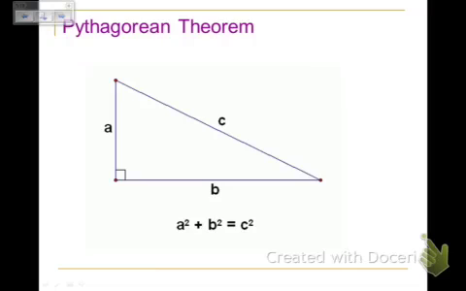Now also don't forget about the Pythagorean theorem. The Pythagorean theorem here is a squared plus b squared equals c squared when you're talking about the sides of a right triangle. You take the legs, square them, and add them together. And that should equal the hypotenuse, remember this is the hypotenuse, squared. Okay? That is the Pythagorean theorem.